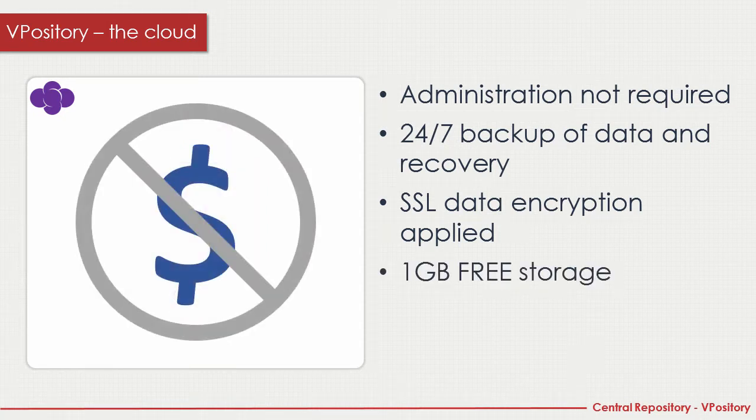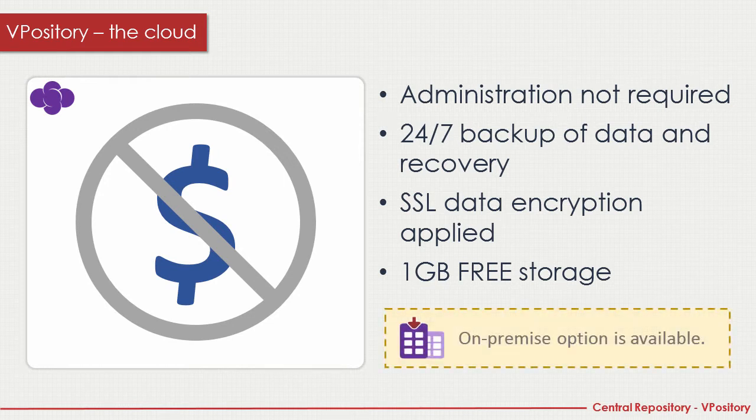The best thing is the VPository offers 1 GB free storage for you, and you can subscribe to add more space if it exceeds 1 GB. In case your company is not willing to put the information or data outside your network, you still have an on-premises option where you can install the VPository server, which we call VP Server, in your local area network.